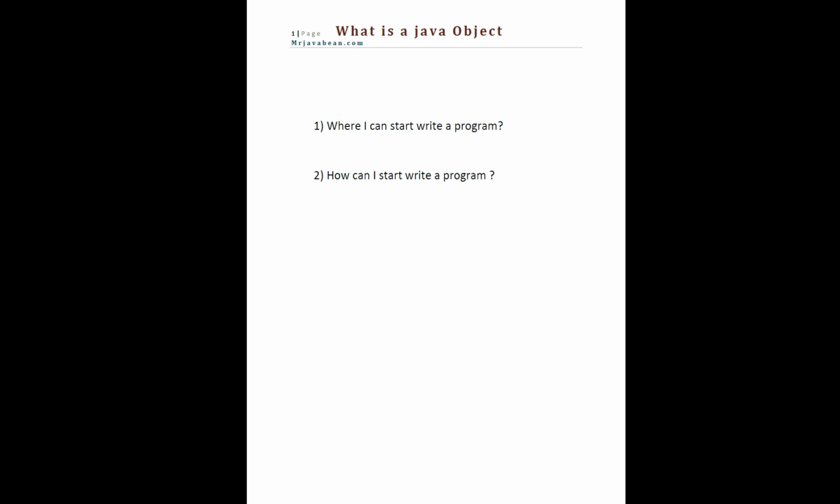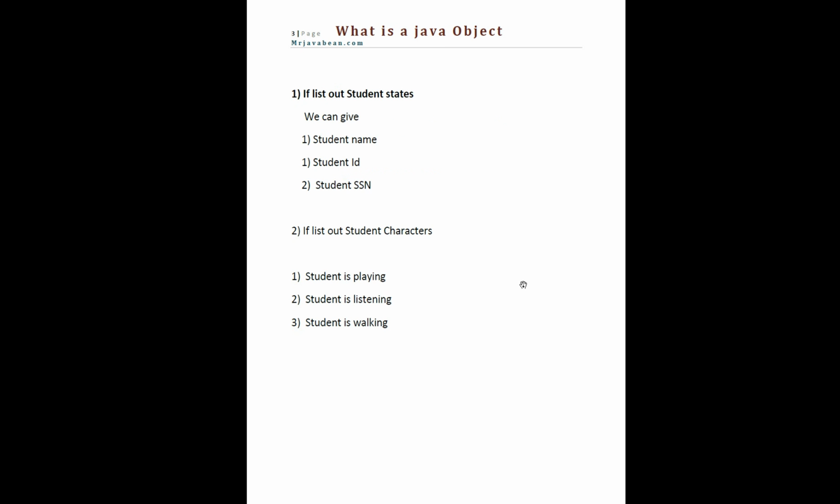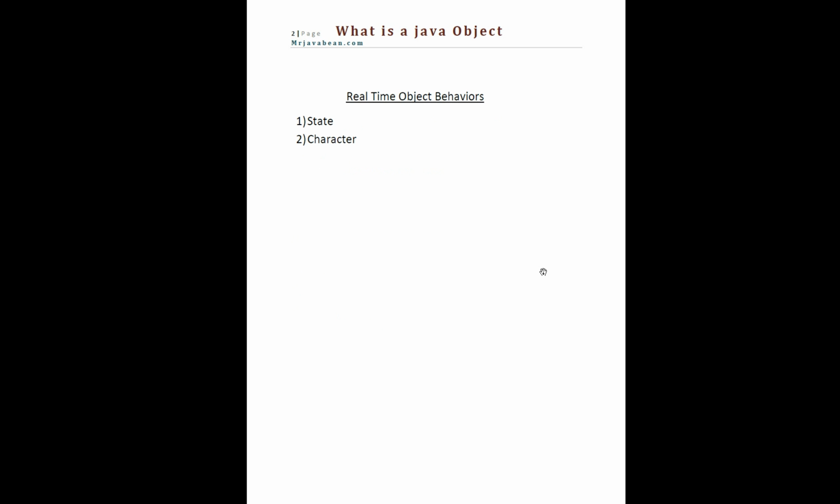So let's list out what we got here. If you take a student as a real-time object, for better understanding, behaviors are of two different types. Real-time objects have two different behaviors: the first one is a state, the second one is a character.